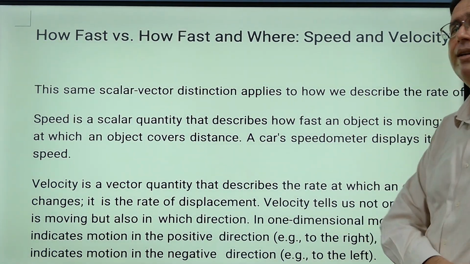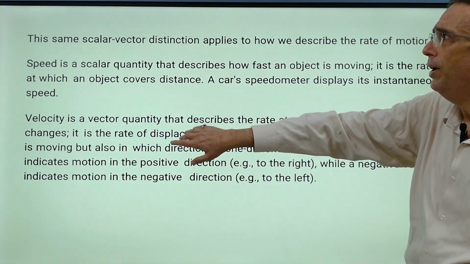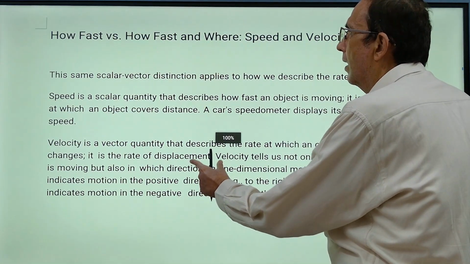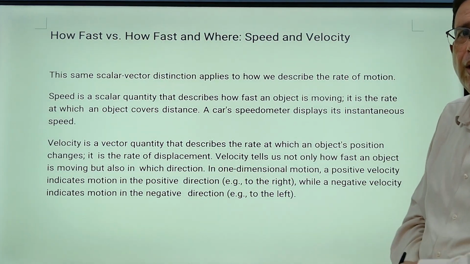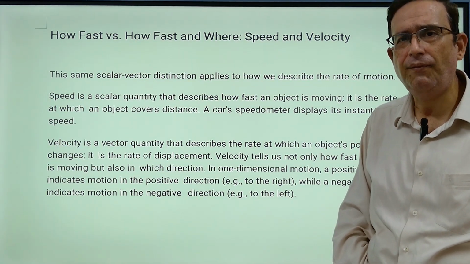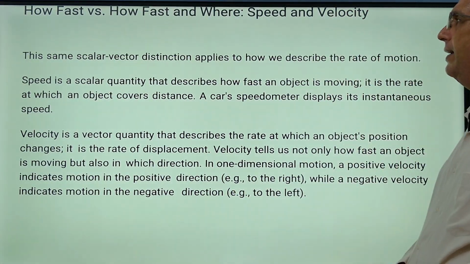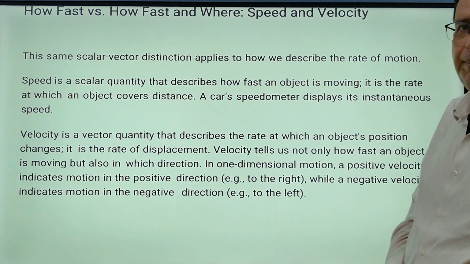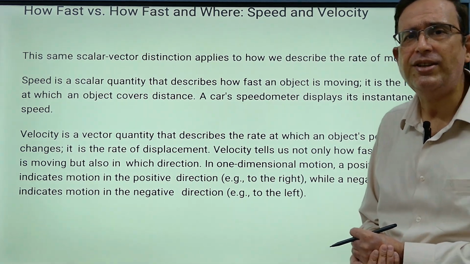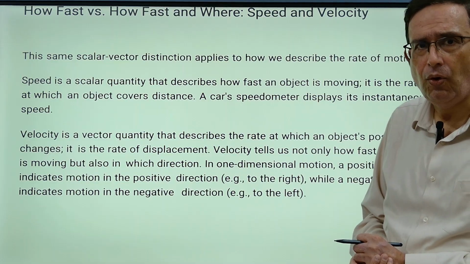Similarly, how fast and where, that is also an important thing. Basically, how fast will only tell you the speed, whereas how fast and where, these two things are going to tell you the velocity of that object. So speed is a scalar quantity, and that describes how fast an object is moving. Basically, the reading that you get on the speedometer of your car is the speed. It is not telling you in which direction the car is moving, but it is telling you how fast that car is moving. So that is a scalar quantity.